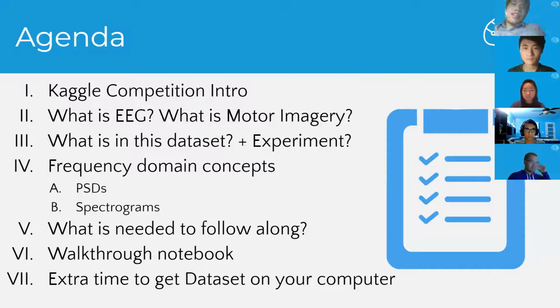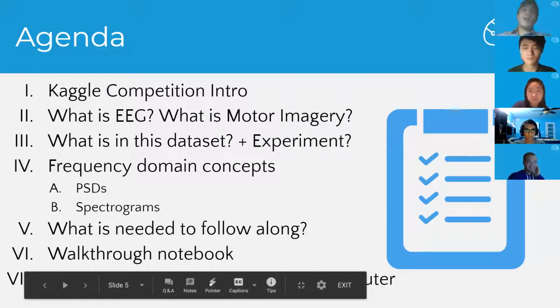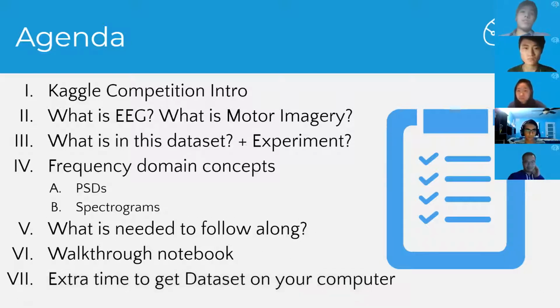Our agenda for today is that first we're going to go over the Kaggle competition. Next is going to be what is EEG, what is motor imagery. After that, we'll go over what is actually inside the data set, and then the experiment that it's on. We'll talk a little bit about frequency domain concepts, including PSDs and spectrograms. And then finally, what is needed to follow along, and a walkthrough with a notebook. If we have any extra time at the end, we will get the data set onto everyone's computers, and we can see where it goes from there.